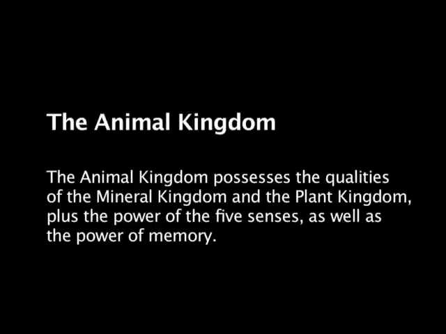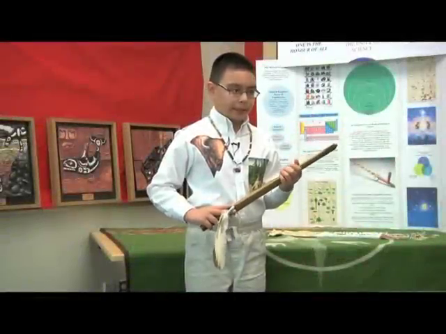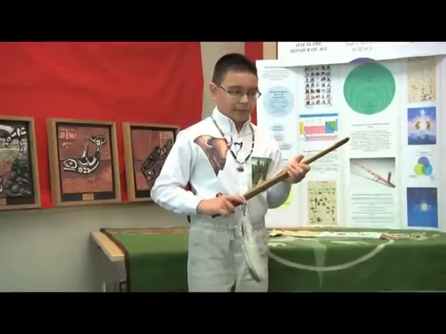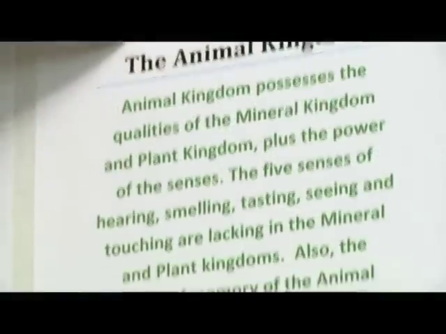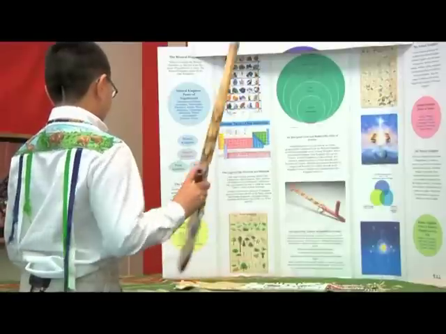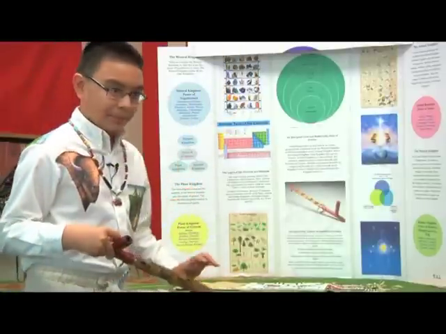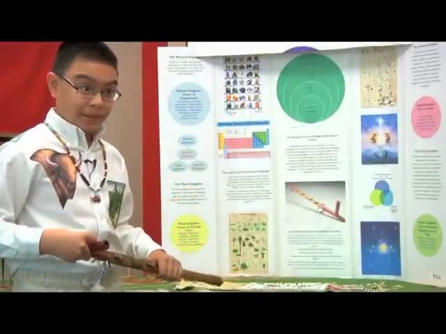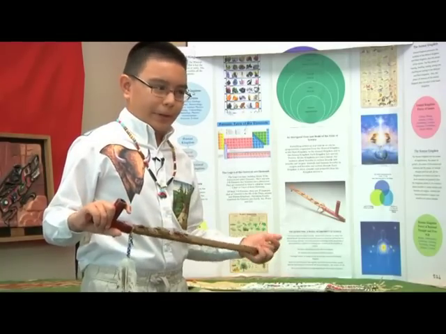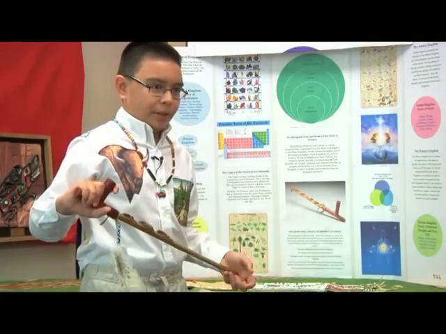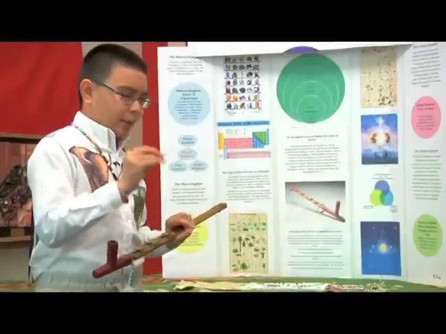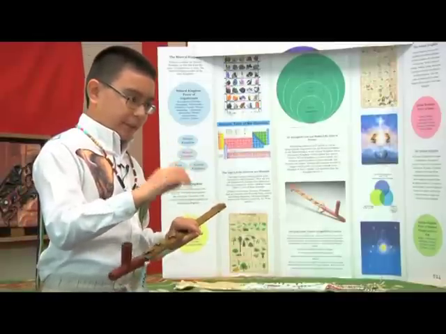The animal kingdom possesses the qualities of the mineral kingdom and the plant kingdom, plus the power of the five senses and movement. The five senses of hearing, smelling, tasting, seeing, and touching are lacking in the lower kingdoms. There's no memory in the plant kingdom or the mineral kingdom. And those are the lower kingdoms. Animals can remember things, like they can remember their enemies and who they're aggressive towards.